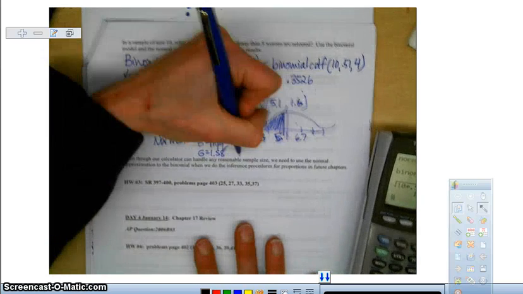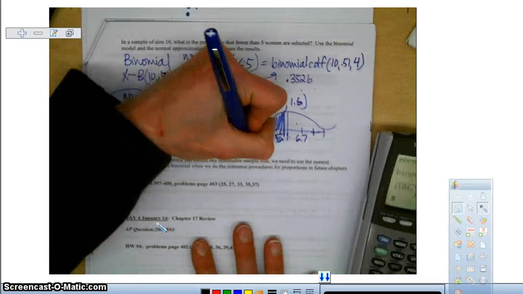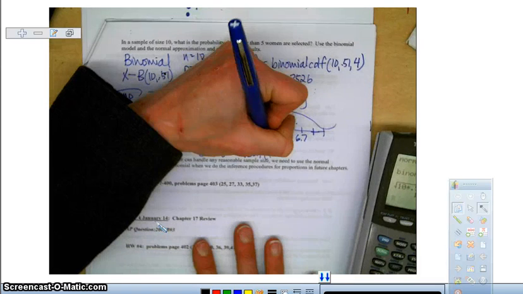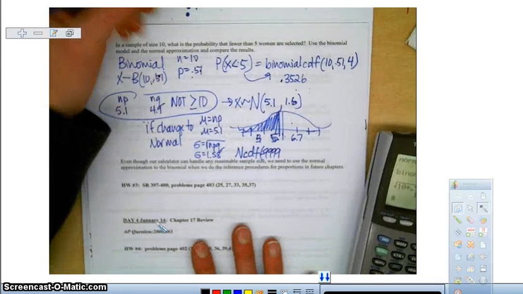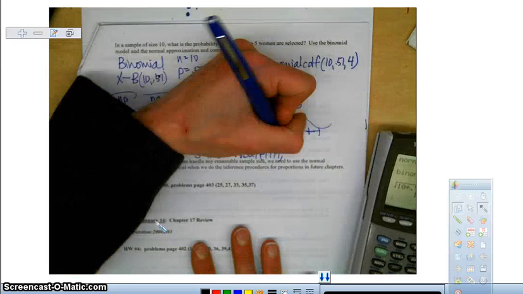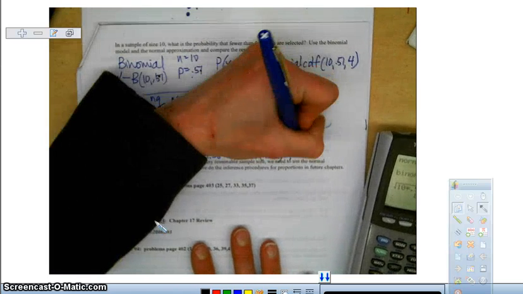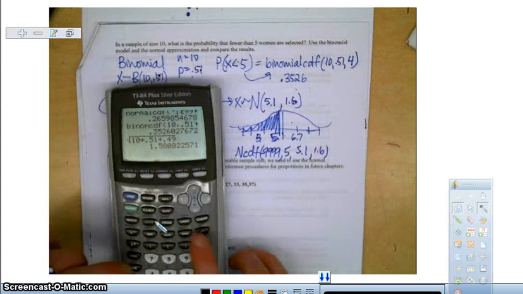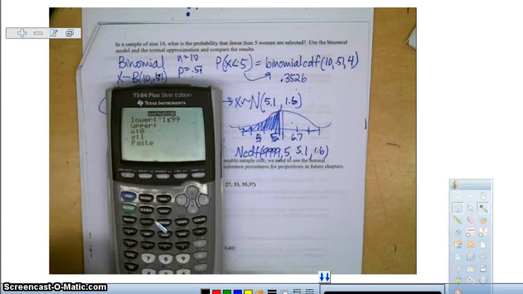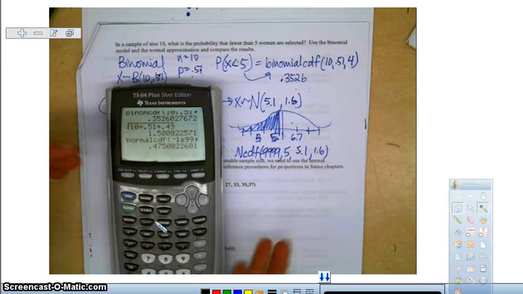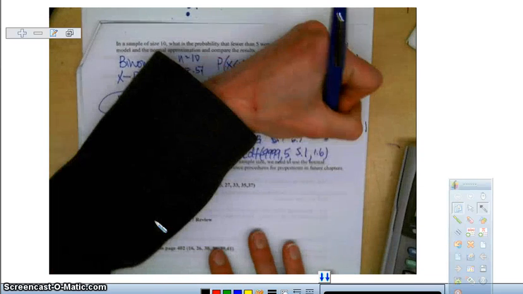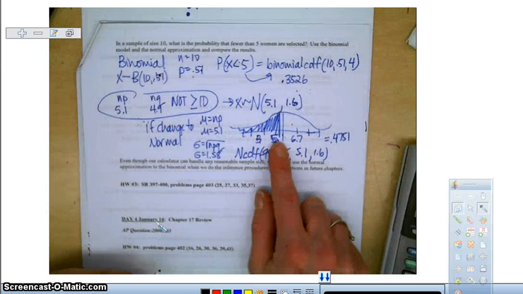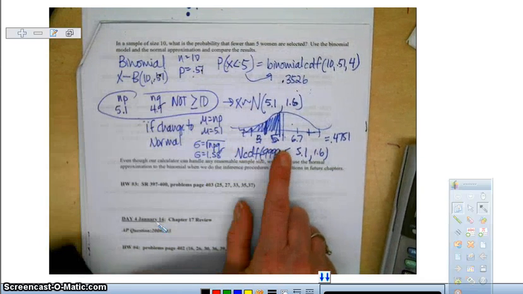So what would be the lower bound on this normalCDF? The lower bound would be negative 9999, and the upper bound would be 5, and the mean would be 5.1, and the standard deviation 1.6. So second distribution, normalCDF, negative infinity, then 5, 5.1, and 1.6. And this time I get 0.4751, which actually makes sense based on my picture, because it is still close to the mean.